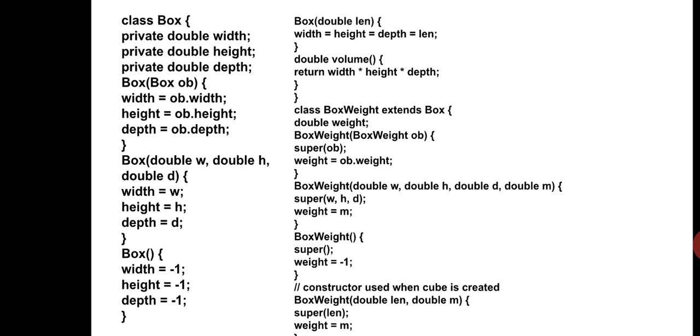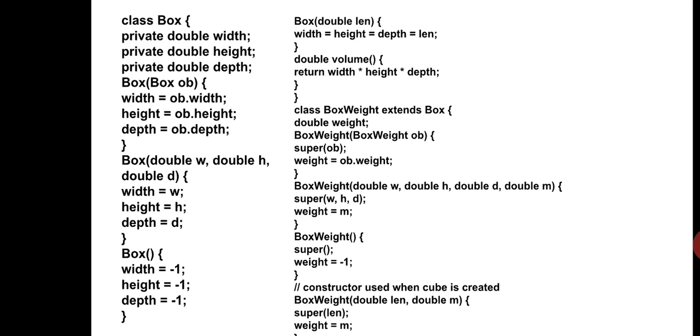That constructor will be called. So whatever type of data you are passing to a particular constructor with the usage of the super keyword, that constructor will be called from the superclass. Fine. Now, next, weight equal to ob dot weight. So whatever value you have from your ob reference variable, that will sit in the weight variable, the weight variable of class BoxWeight.